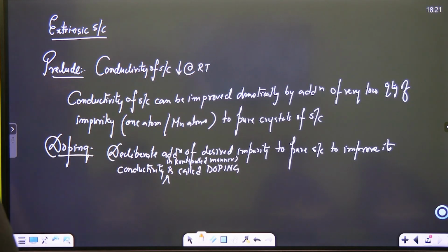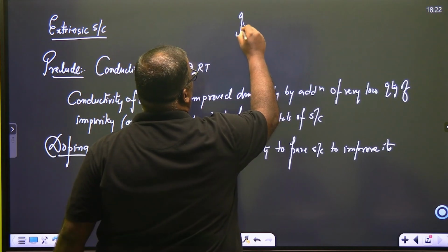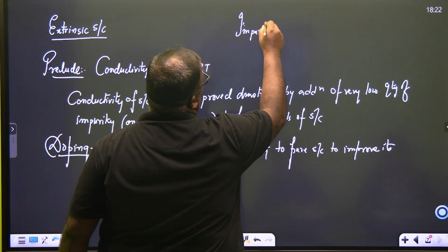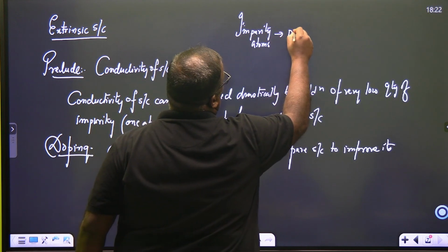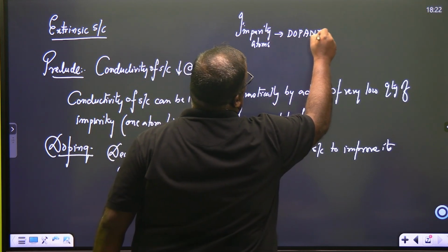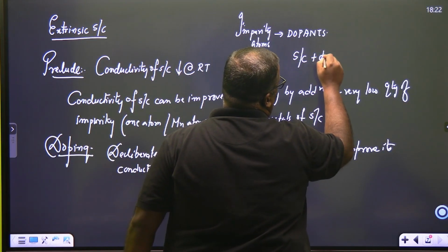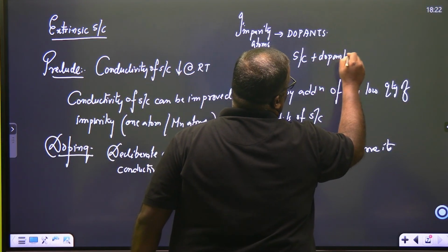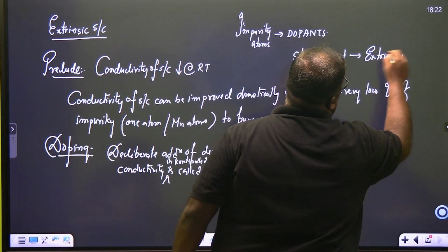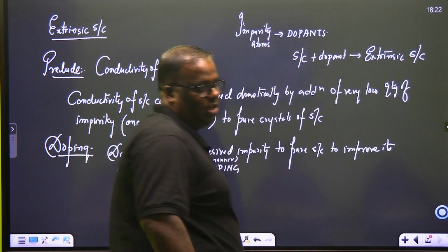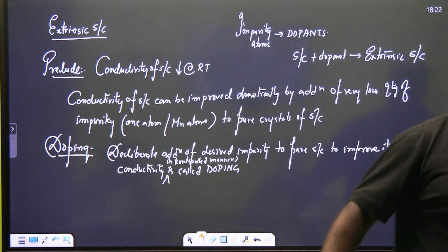It's called doping. So the impurity atoms that you will add will be known as dopants. And the semiconductor plus dopant is known as an extrinsic semiconductor. Now you can correlate everything and answer for yourself. What is an extrinsic semiconductor?